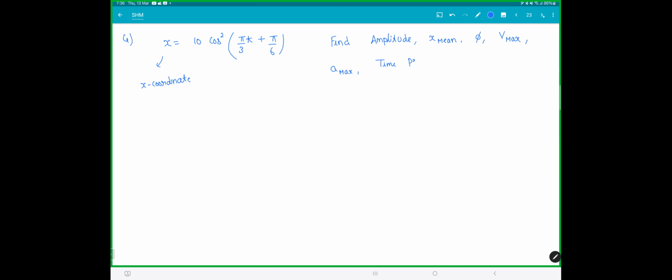There, I'll give you an equation. I want all the data points. Get them. Just to give you an idea, remember what is our general equation? Our general equation was x coordinate minus x mean equals a sine omega t plus phi.